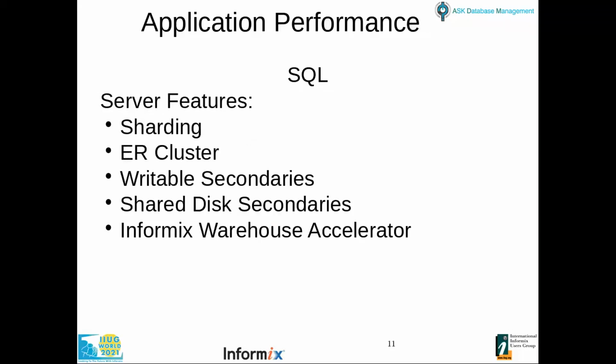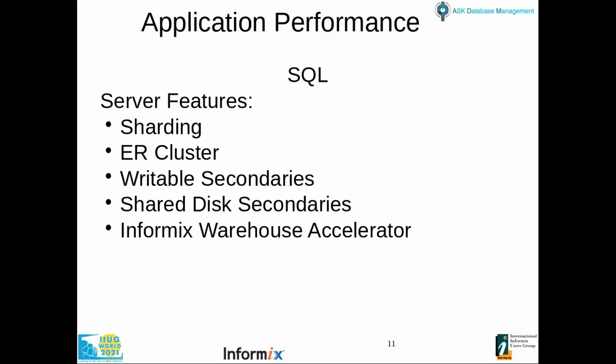Sharding, setting up ER clusters, using writable secondaries, shared disk secondaries, and Informix Warehouse Accelerator, and I even didn't put on here, but transaction survival. Those are all incredibly powerful and incredibly cool features. But are we using it because we have a need for it, or are we using it because it's something cool, right? Do we need to shard the table across 4 or 5 or 6 servers for actual scalability and performance, or are we doing it just because, right?